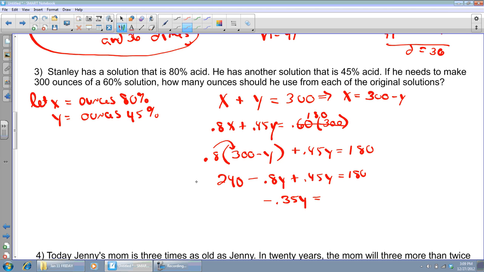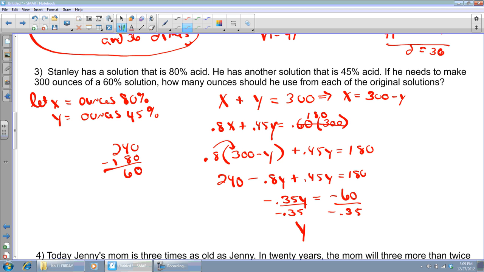And of course, I'm subtracting 240 from 180. I'll do it this way. And that's going to be 60, so I'm going to get a negative 60, divided by negative 0.35, divided by negative 0.35.